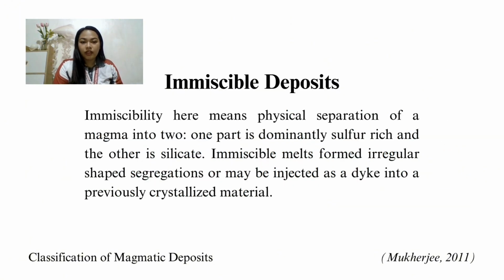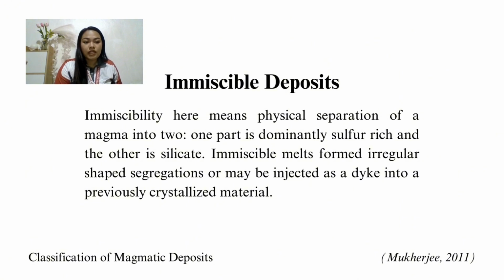And the last classification of magmatic deposit is immiscible deposits. It forms when magma undergoes physical separation into two distinct liquid phases that do not mix. One phase is typically sulfur-rich while the other is silicate-rich. This immiscibility results in the formation of metal-rich ore bodies within the cooling magma.